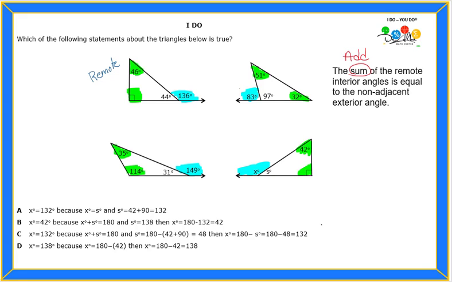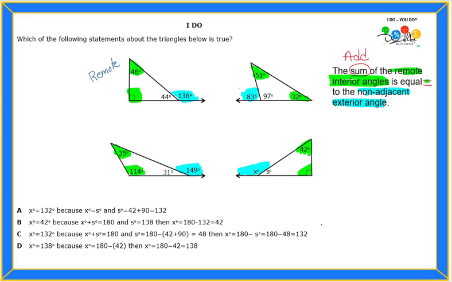The remote interior angles. I'm going to highlight this one green because I want you to go back and say, oh, you mean all the angles that I highlighted green? Yes, those are your remote interior angles. It says it's equal, right? So it means an equal sign to the non-adjacent exterior angle. And I'm going to highlight this blue because the angles that I highlighted blue are basically my non-adjacent exterior angles.